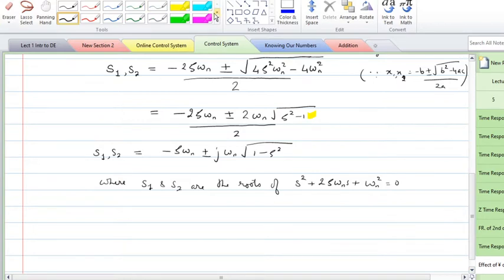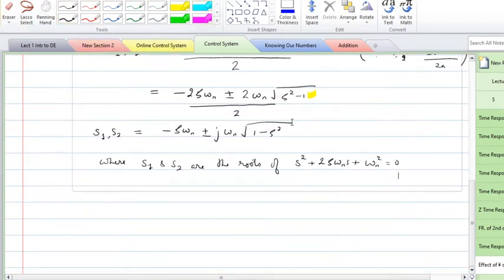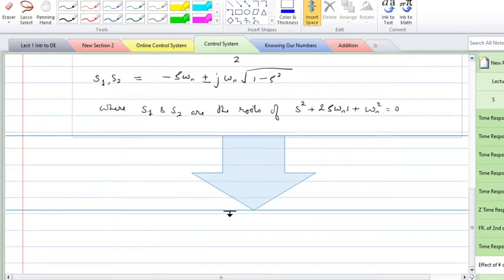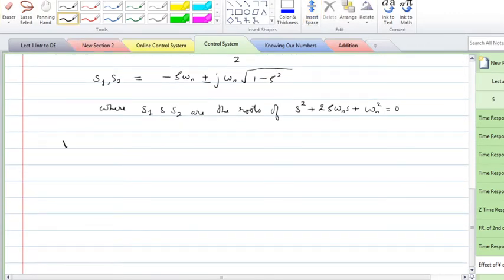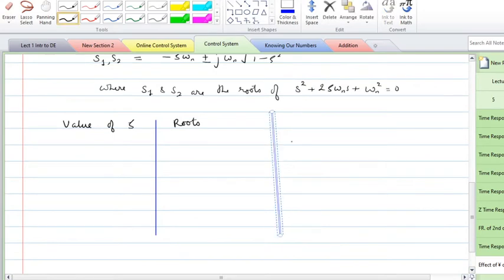So look at the roots here. Let's see what will be the value of zeta and what will be the type of roots.